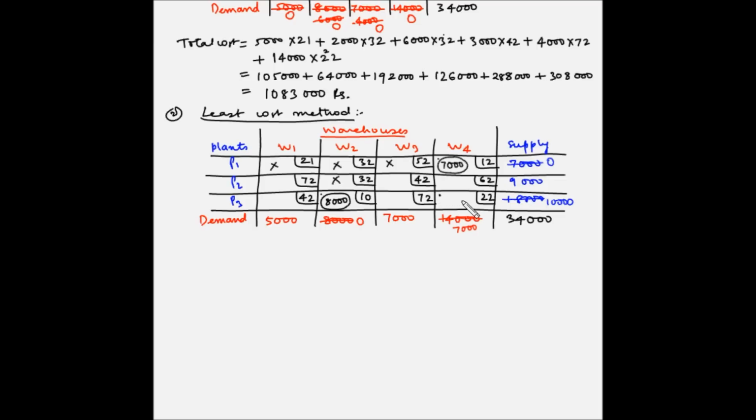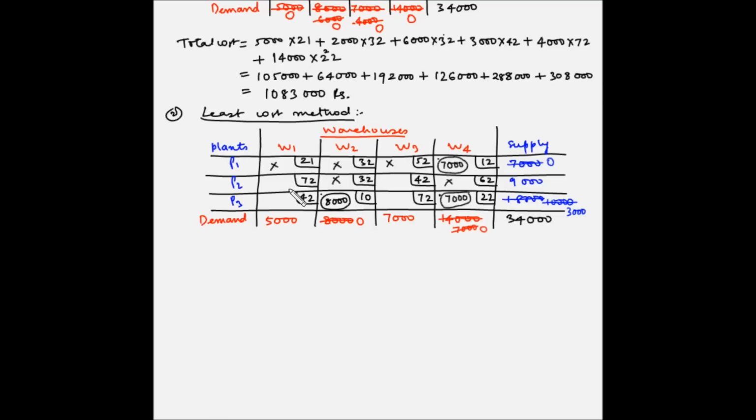Now let's evaluate the supply and demand condition here. So P3 has a supply availability of 10,000 units, while W4 has a demand of 7,000 units. So we can allocate 7,000 units here. So now with this allocation, the remaining demand at W4 becomes 0, while the remaining supply availability at P3 becomes 3,000 units. Now since the entire demand for W4 has been met, we'll cross off the remaining squares indicating that they are no longer available for allocation.